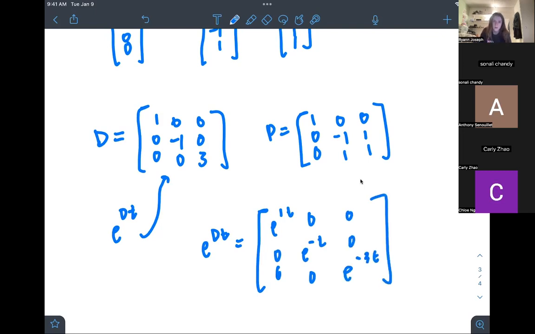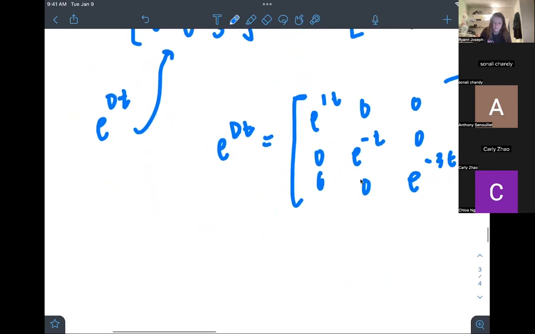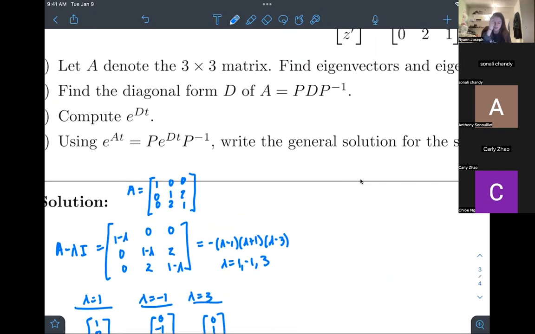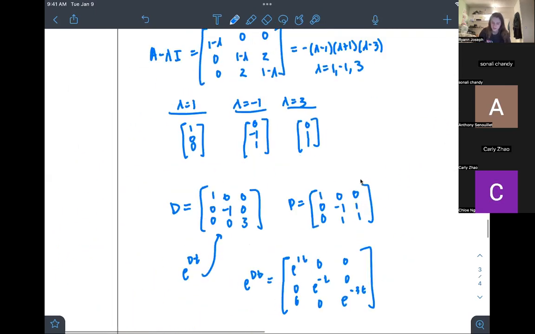Pretty straightforward. However, the last part of the question is: using e to the At equals P e to the Dt P inverse, write the general solution for the system. So this is kind of exploring another way to get the general solution to these systems.